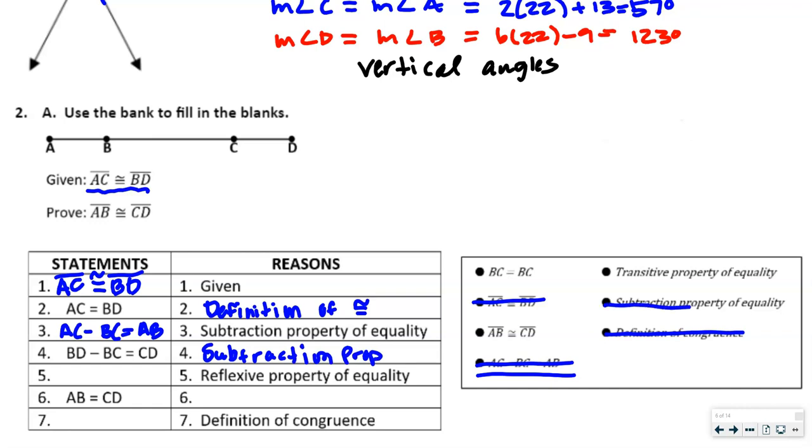Okay, then reflexive property. What does reflexive property mean? It means the same thing on both sides of the equal sign. So we're going to do BC here is equal to BC, right? That's that step right there. And then what is the only thing that's left? So, why is it the transitive property? Because above we have that AC is equal to BD, AB and CD, and then BC is equal to BC.